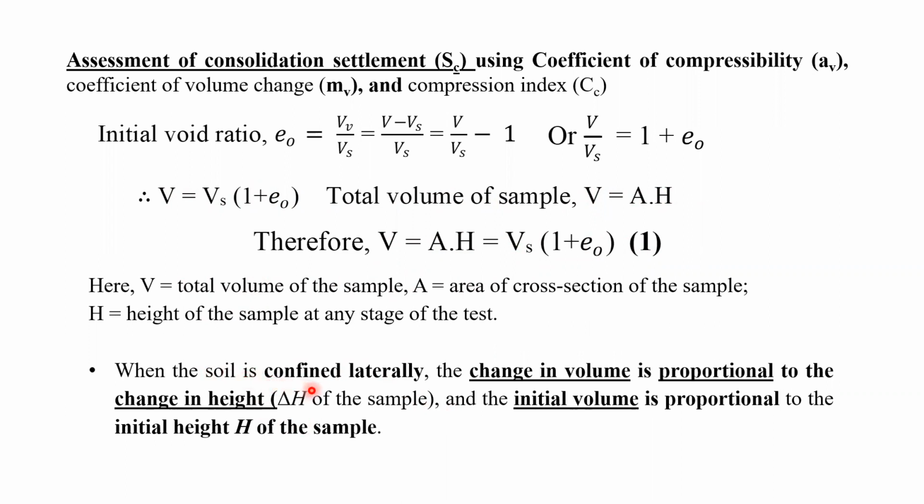When the soil is confined laterally, right? Suppose lateral movement is not there. Let us take the example of the consolidation test, right? Only one-dimensional consolidation is there. The horizontal displacement of the sample is not allowed, right? So what it says is that when the soil is confined laterally, the change in volume is proportional to the change in height. So whatever the height is going to change, accordingly the volume is also going to change. And the initial volume is proportional to the initial height H of the sample. This also we have to know.